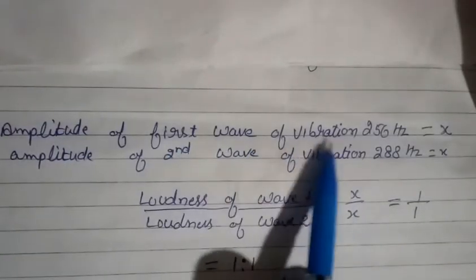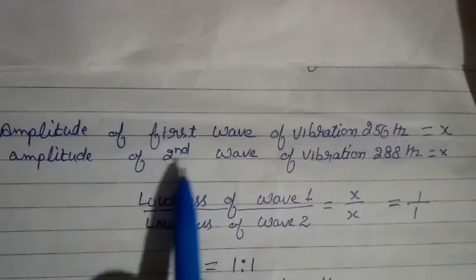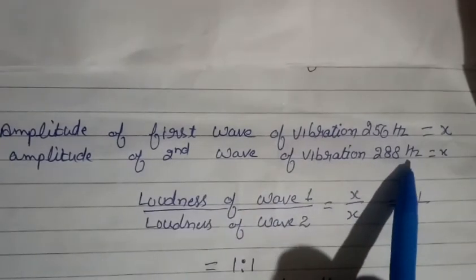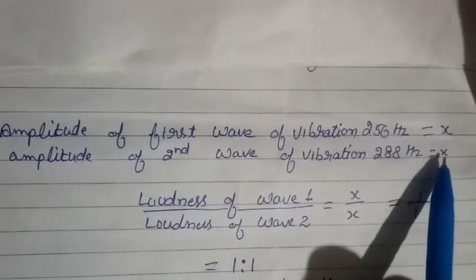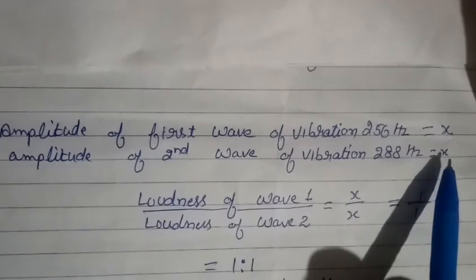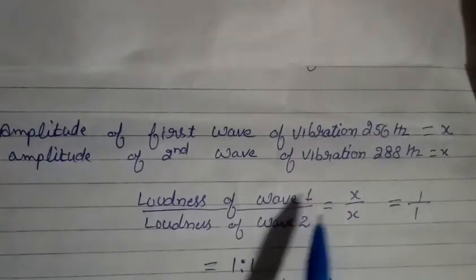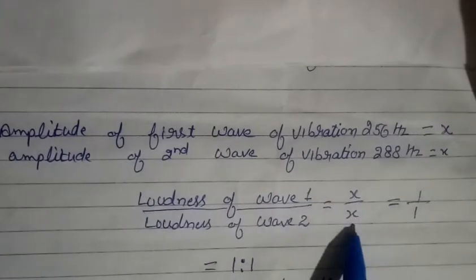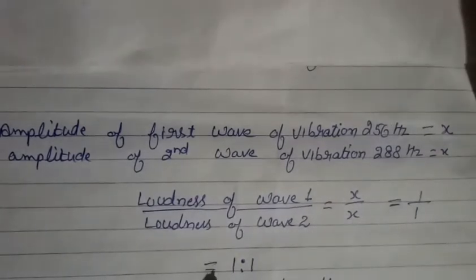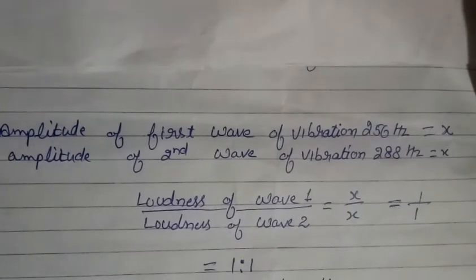So amplitude of the first wave of vibration 256 Hz, let's assume is equal to x. Similarly, amplitude of the second wave of vibration 288 Hz is again equal to x, because they are giving that both waves have the same amplitude. So what do we have to calculate? We have to calculate the ratio of loudness of the first wave to the loudness of the second wave, that is equal to x by x. So x cancels with x, we will get 1 over 1. So that means 1:1. So the ratio of the loudness of the first wave to the second wave is equal to 1:1.